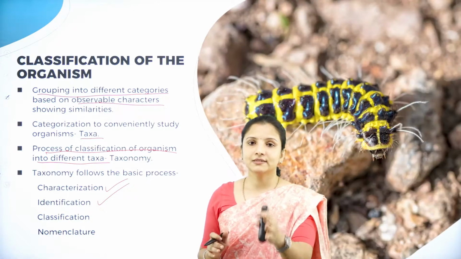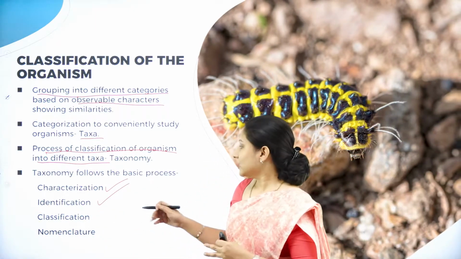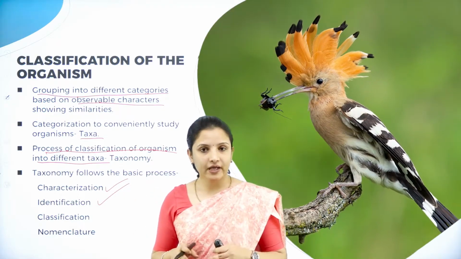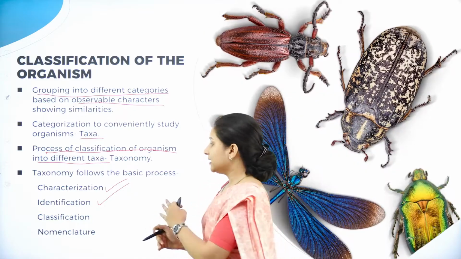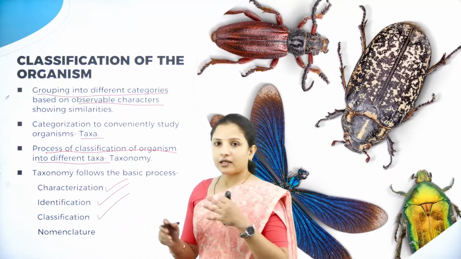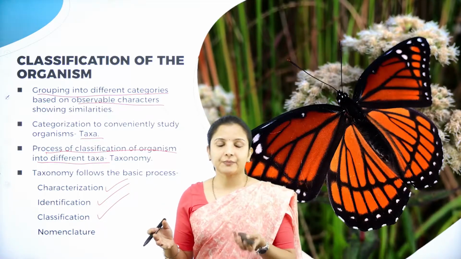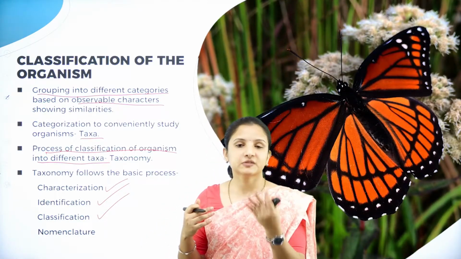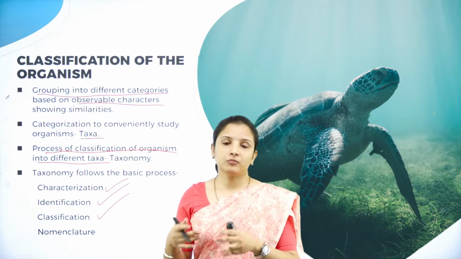Now you know this is a dog and this is a cat. So based on the characters, you're identifying them as a cat and a dog separately. Next, you'll classify them. Seeing the characters, you will classify: which species of cat, which species of dog, and you name them, nomenclature.